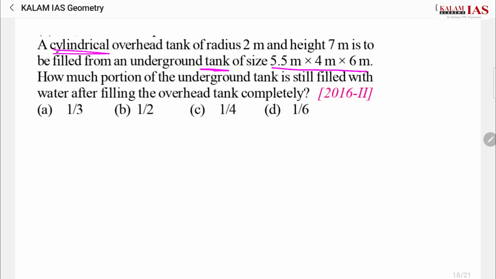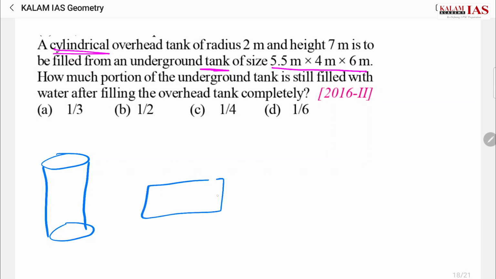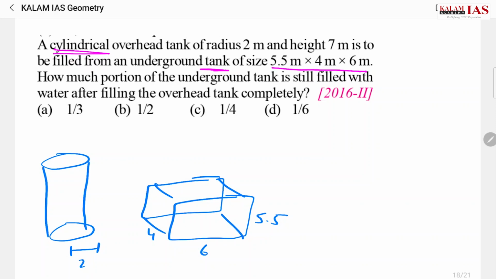In this question, a cylindrical overhead tank has to be filled from an underground tank of size this. So underground tank is there, which has a size of 4 meter, 6 meter and 5.5 meter, and this radius is 2 meter and height is 7 meter. How much portion of the underground tank is still filled with water after filling the overhead tank completely?